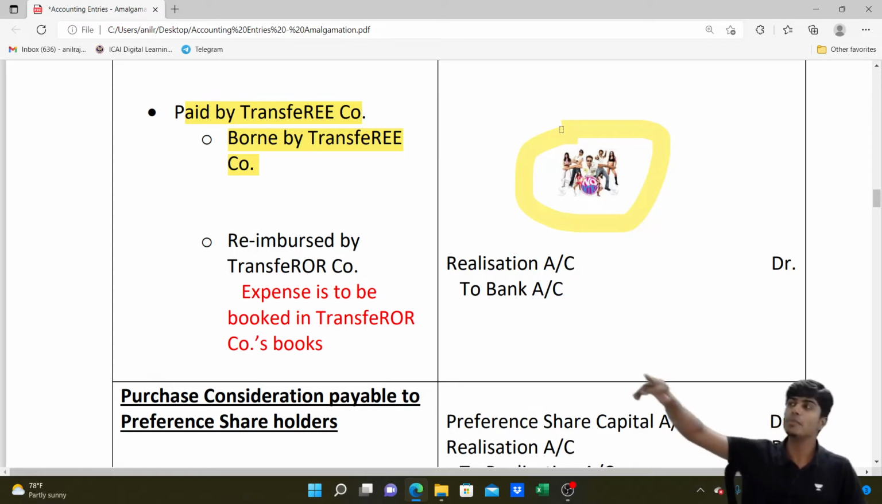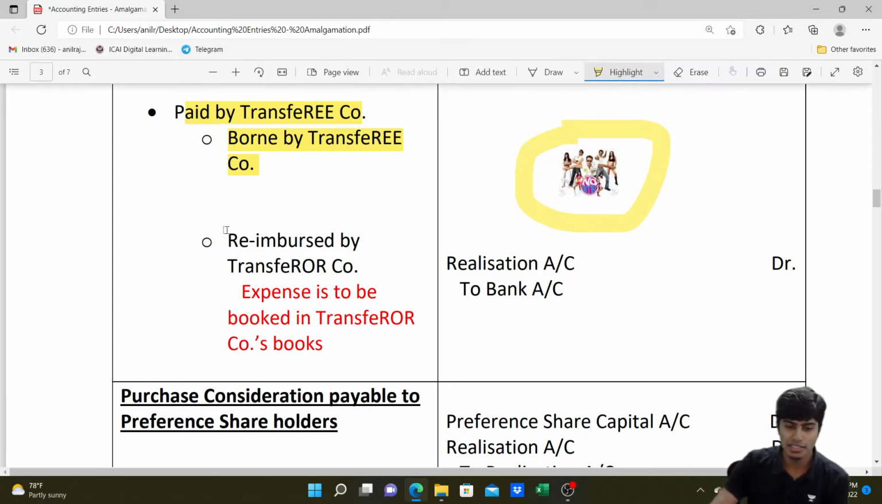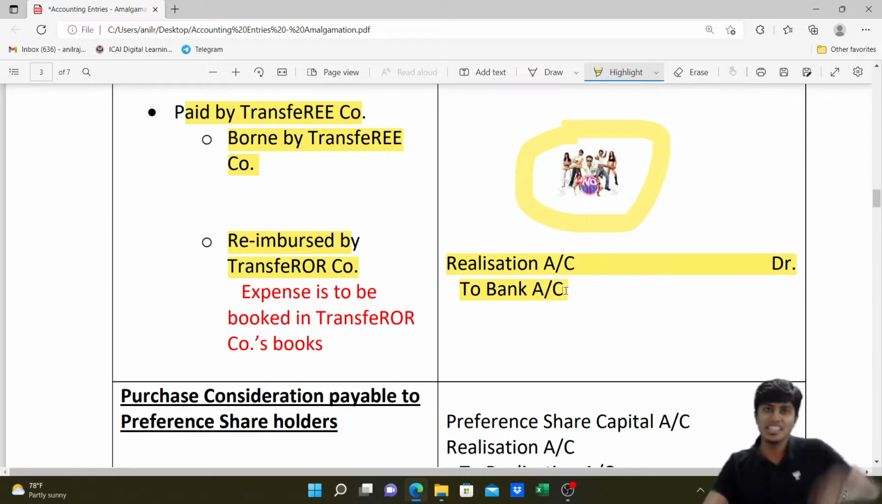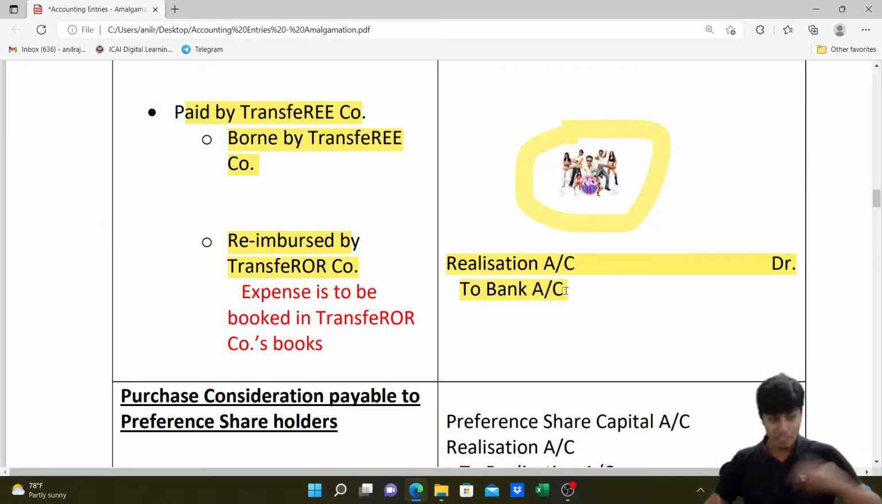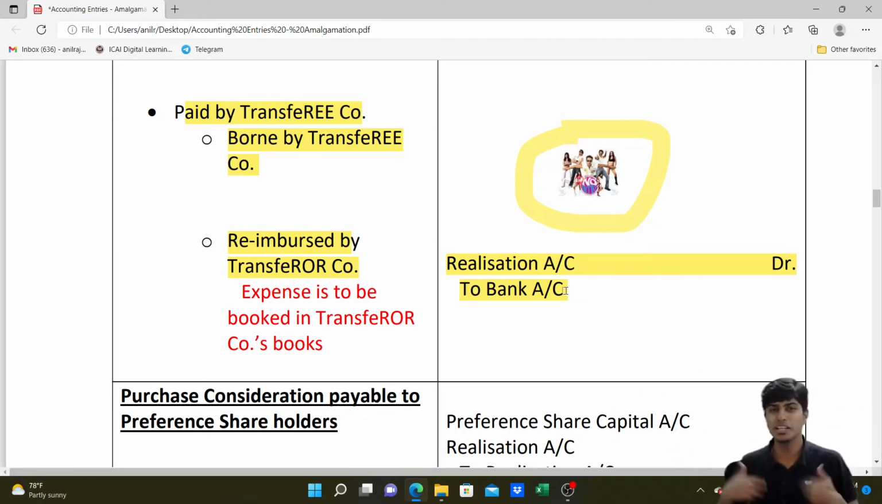However, if it is paid by transferee and he is asking me to reimburse that expense to him, if I am under responsibility to reimburse this expense to him, then I would have to write an entry. It is paid by him, I have to pay. When he pays, no entry. When I pay him, I'll write the entry again: realization account debit to bank. This is the same as the entry that we passed initially when I paid directly. So it doesn't matter whether I pay expenses directly or my transferee pays and I pay the transferee. Ultimately, my money is going out and it's an expense to me. So as transferor, my entry will be realization account debit to bank.